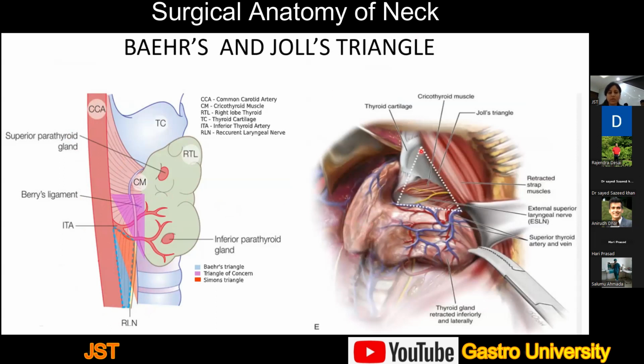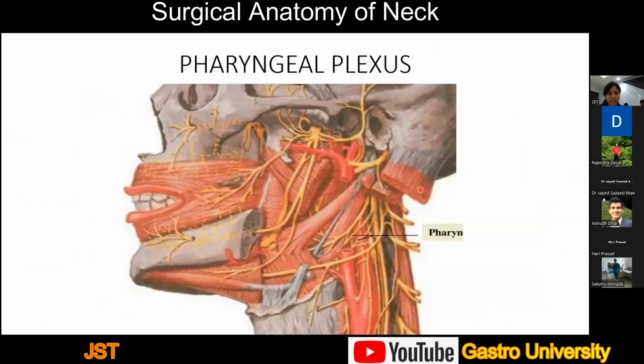The second is the Joll's triangle that we use in order to identify the EBSLN. The Joll's triangle is basically the superior pole of the thyroid with superior thyroid branches, the midline, and the strap muscles. So this triangle will give us the EBSLN. The importance of the Joll's triangle is that the floor itself is the muscle that is supplied by the nerve.